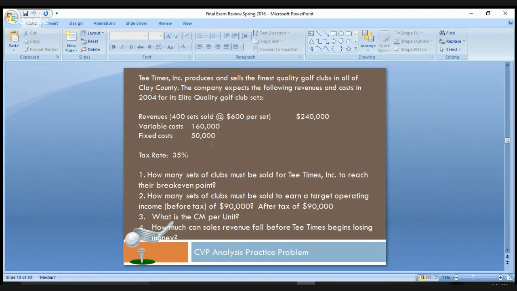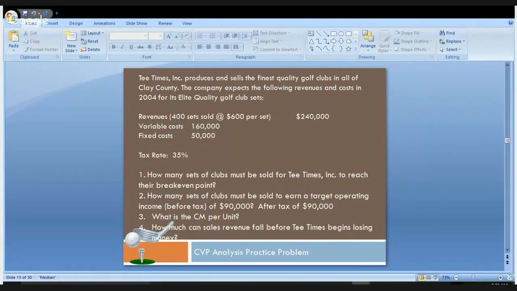How many sets must be sold for Tea Times to reach break even? How many sets must be sold to earn an operating income before tax of $90,000, and then after tax of $90,000? What is the contribution margin per unit, and how much can sales revenues fall before Tea Times begins to lose money? So let's go ahead and take a look at the absorption costing on the Excel spreadsheet.